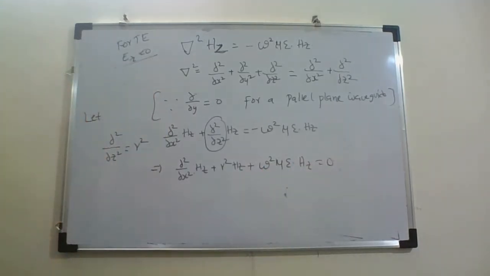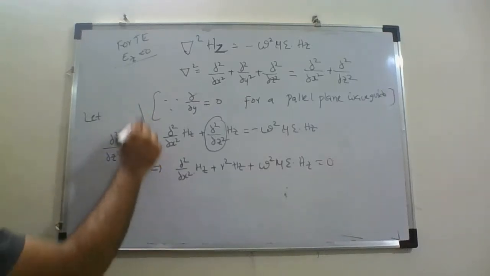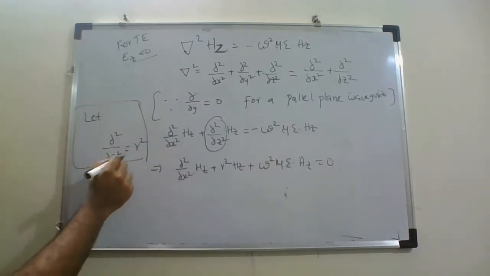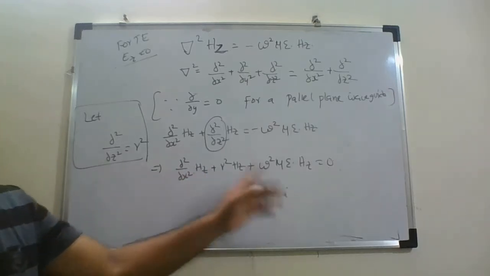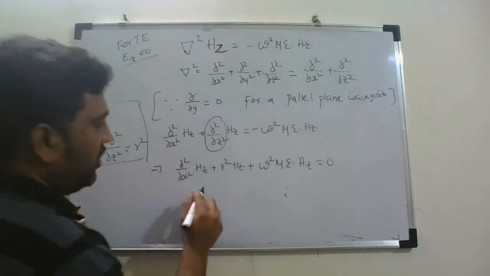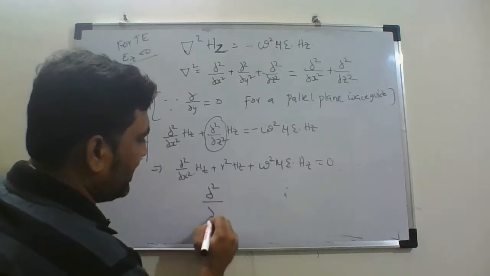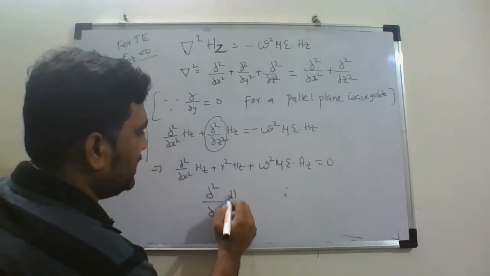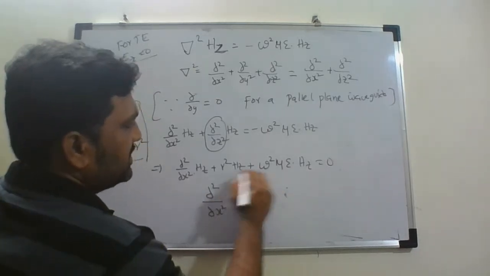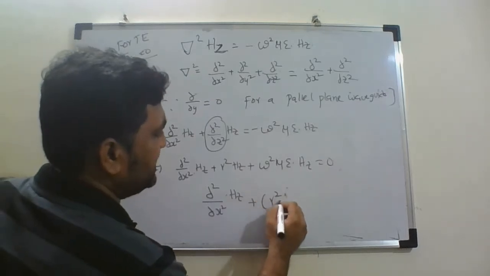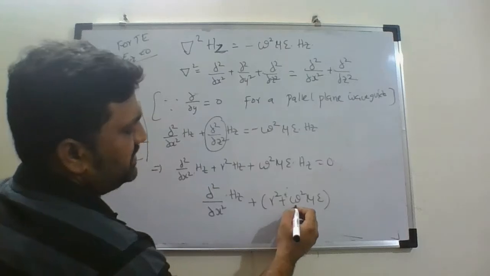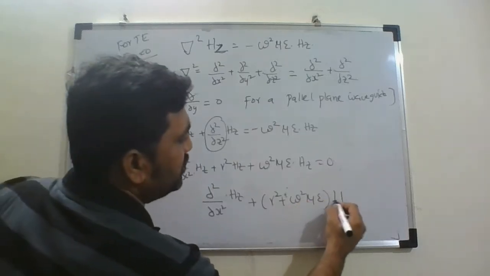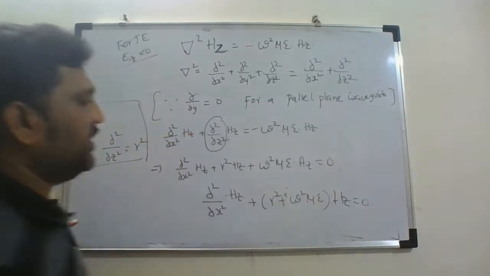So what I am doing is letting dou square by dou z square be equal to gamma square. Therefore I get this equation. Now this is nothing but dou square by dou x square into Hz plus, I will write this equation as, gamma square plus omega square mu epsilon into Hz is equal to 0.